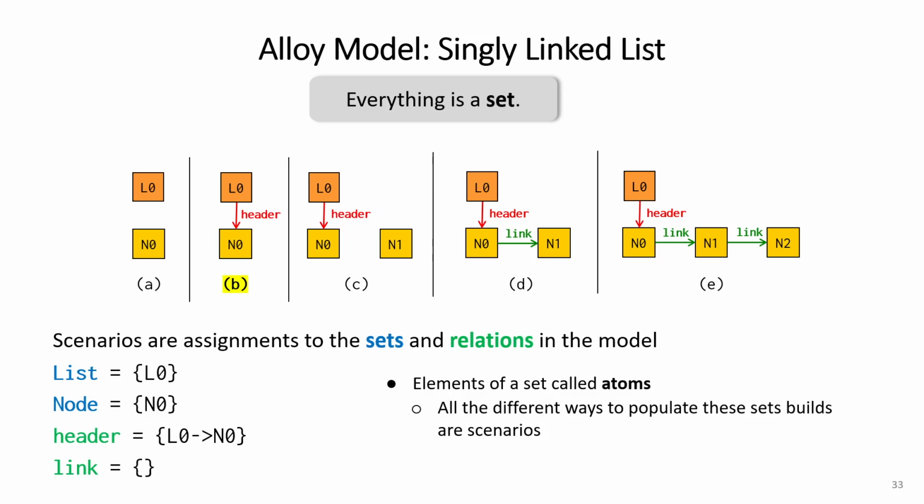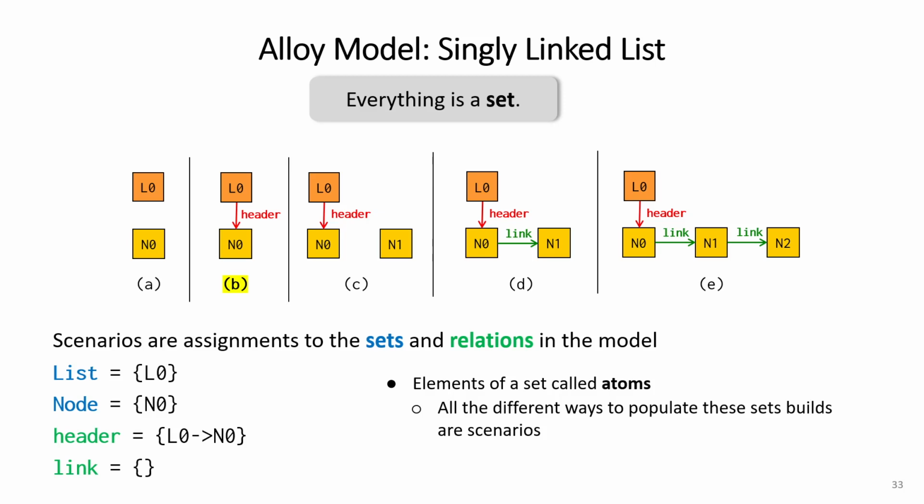So here, the one that is highlighted is the list with a single node. Then the signature list is a set of list atoms, right? And there's only one list atom, so that's called L0. The names of these atoms are usually based on the name of the signature with some number attached. Now the set node also has one element, because there's only one instance of node. And then we have the header. Now the header is a relation that associates a list with a node.